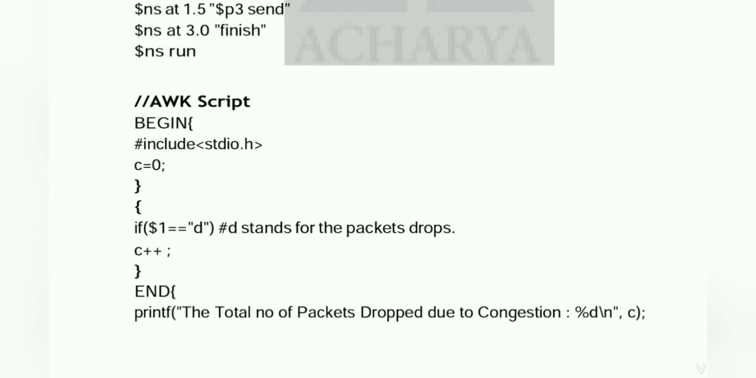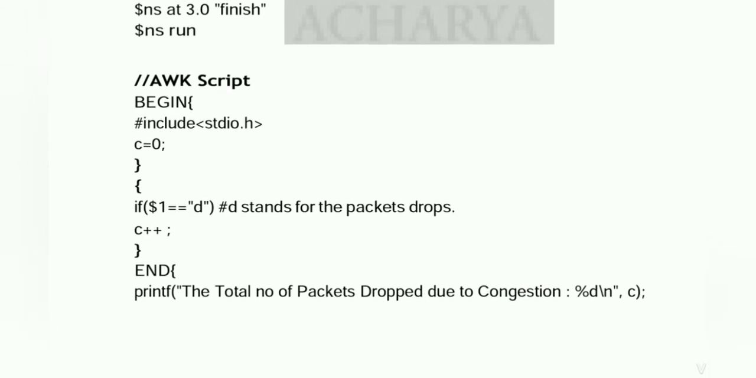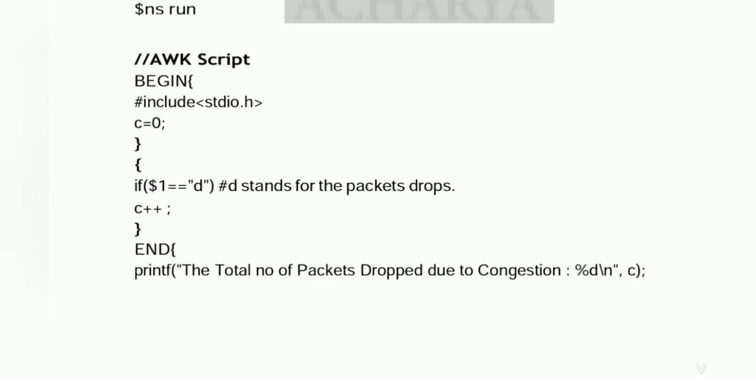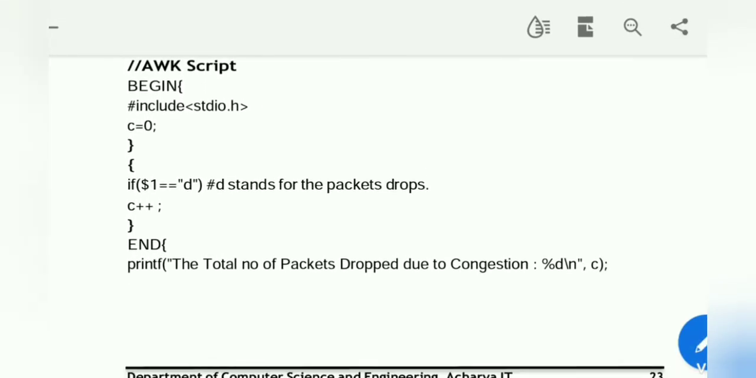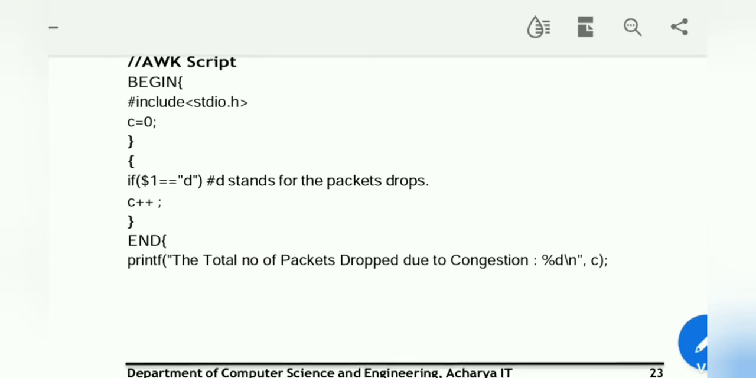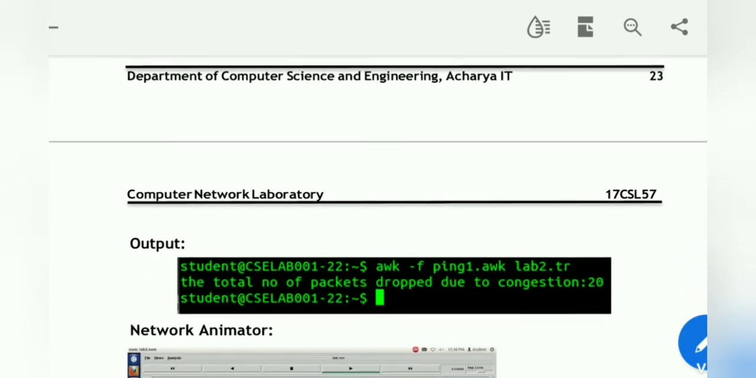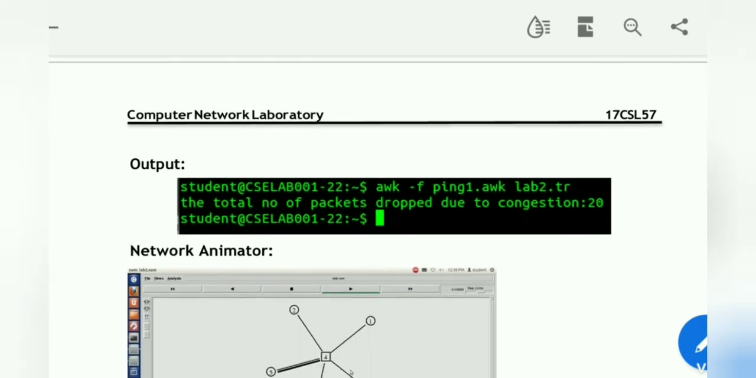In the last video, it was already described what the attributes in the trace file are. The very first column is the type identifier, and if the type identifier is D, it indicates a packet drop. So we increase the counter whenever we identify a packet drop. I'm using a counter variable C, which will give me the number of packets dropped. As already told, we calculate the number of packets dropped.